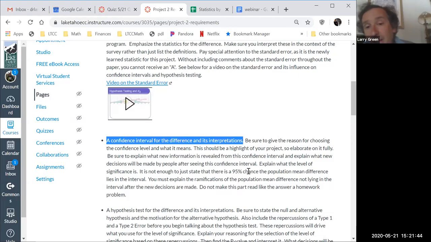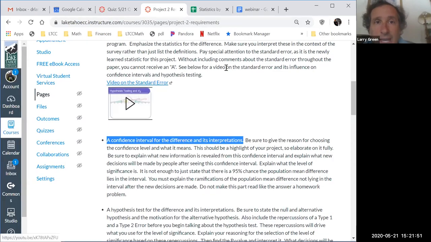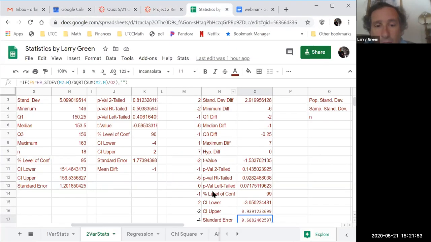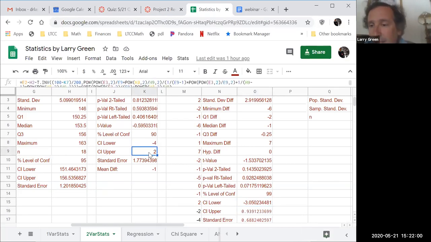So again, that's last week's stuff, although it's going to be for the difference between two means. And again, if you go to the spreadsheet, it's all there. See CI lower, CI upper, whether you're doing that one or that one. Okay, it's there for you.